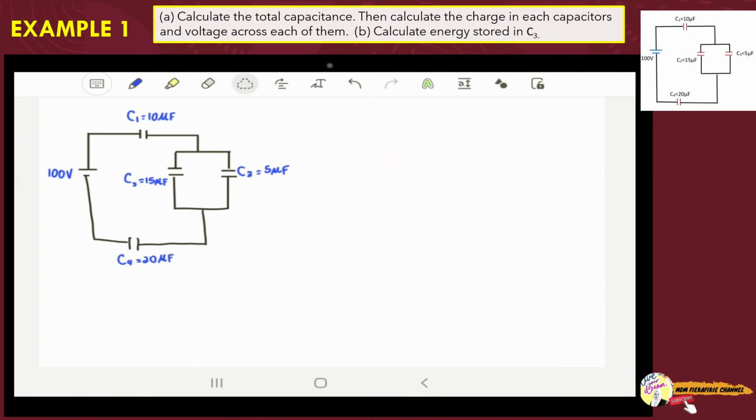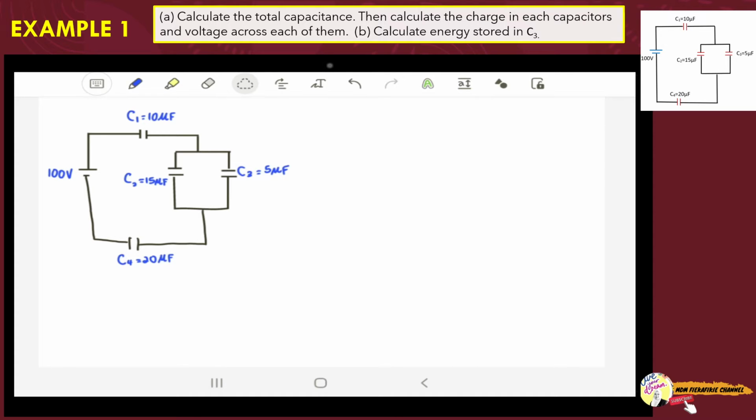Example number 1. Here we have a circuit with a combination of capacitors. We have 4 capacitors here, and the question asks us to find the total capacitance, then calculate the charge in each capacitor and the voltage across each of them, and then calculate the energy stored in C3.